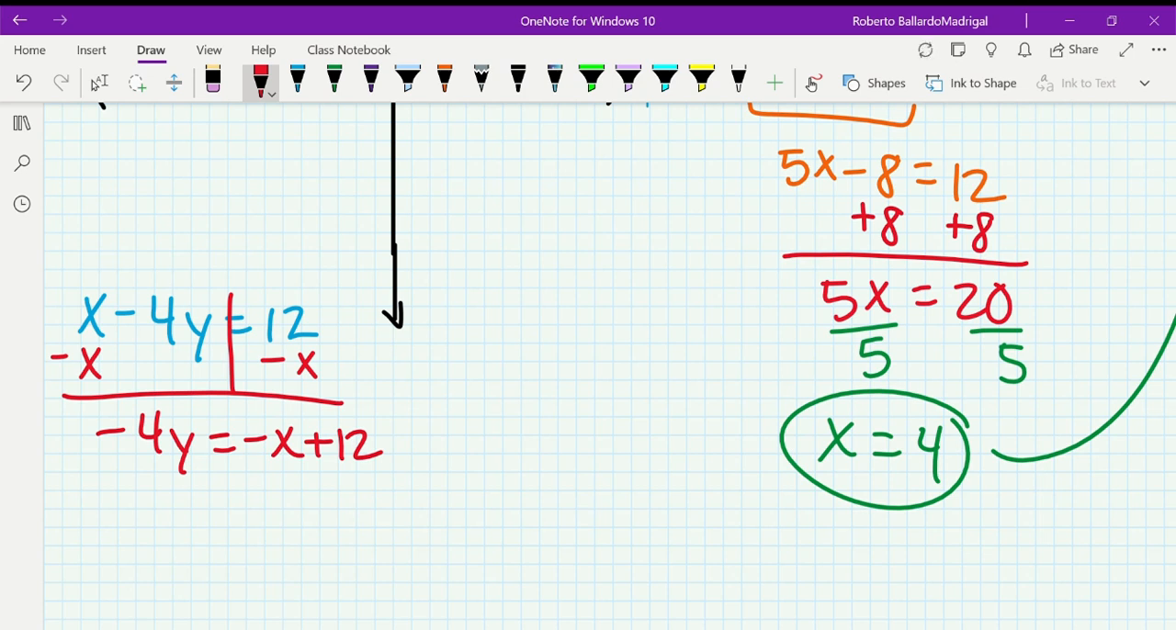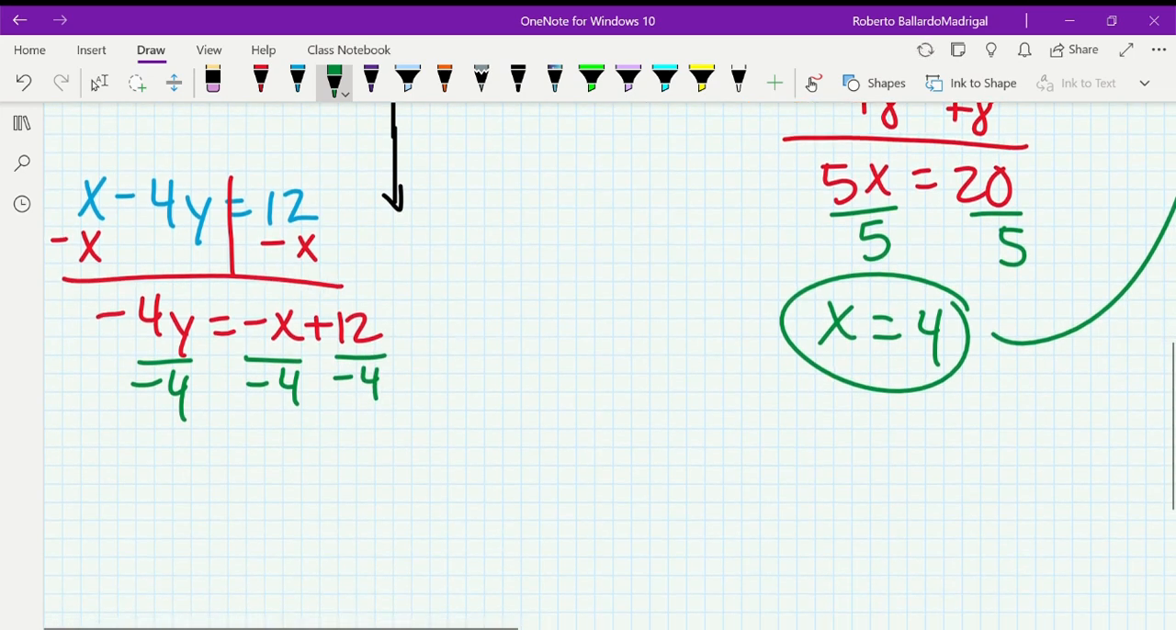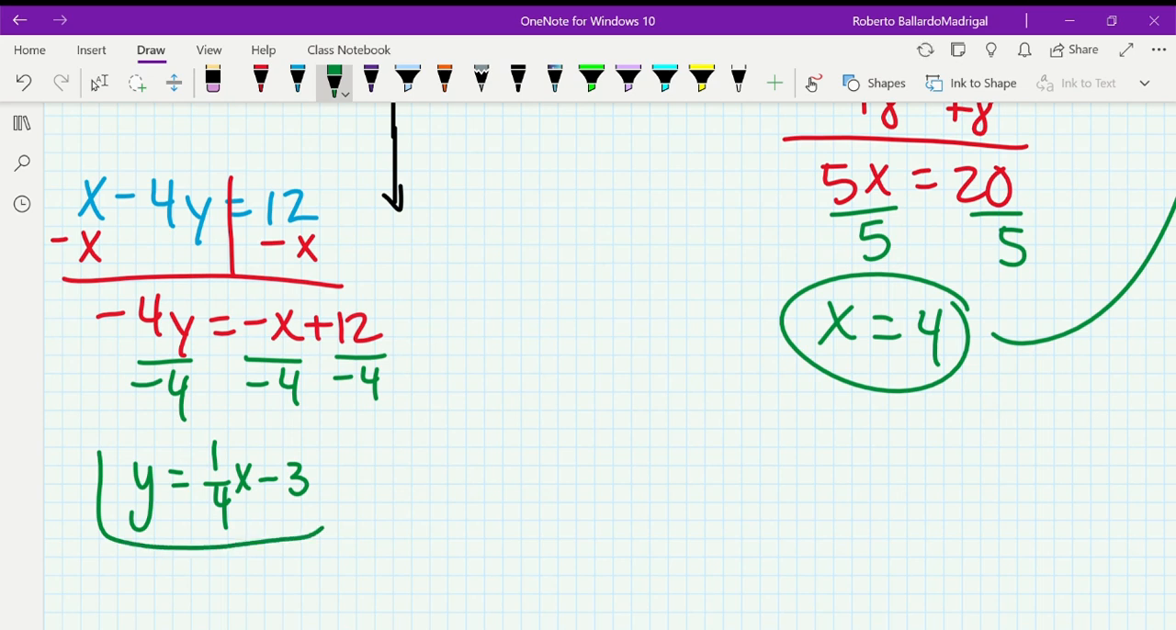And then we divide by -4 on both sides. Keep in mind, you are dividing everything by -4. And once you do that, this will become y equals 1/4 x minus 3. Once again, 1/4 x minus 3. So this is the equation that we're looking to get from what was originally x minus 4y equals 12.